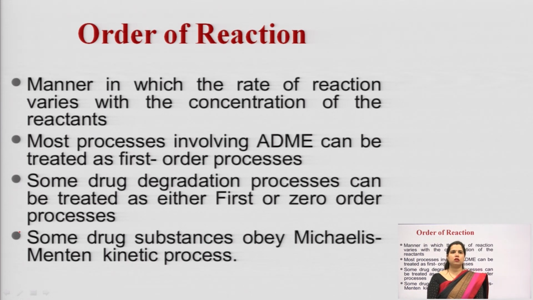Some drug degradation processes can be treated as either first or zero order processes. That is why we need to identify the order of reaction to track the degradation pattern of a drug compound. Some drug substances obey Michaelis-Menten kinetics, that is non-linear kinetics. When we correlate biopharmaceutics and pharmacokinetic parameters with drug performance, we generally say that the drug is following linear or non-linear kinetics. The Michaelis-Menten equation represents the non-linear kinetics of a drug.